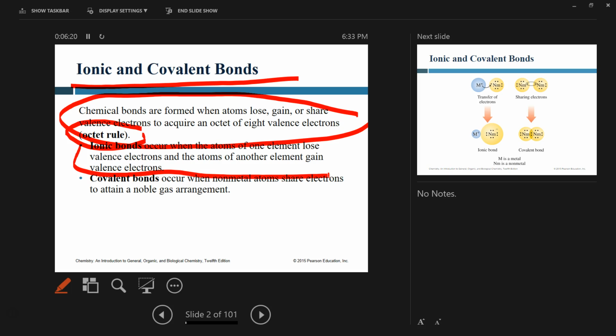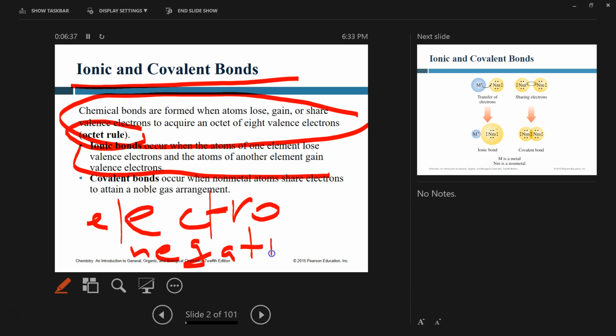Does that make sense? So we usually use a term, and I'm going to operate this term from time to time. The term is electronegativity. It's a very convenient term to use, which basically describes how strongly a particular atom attracts, craves electrons.